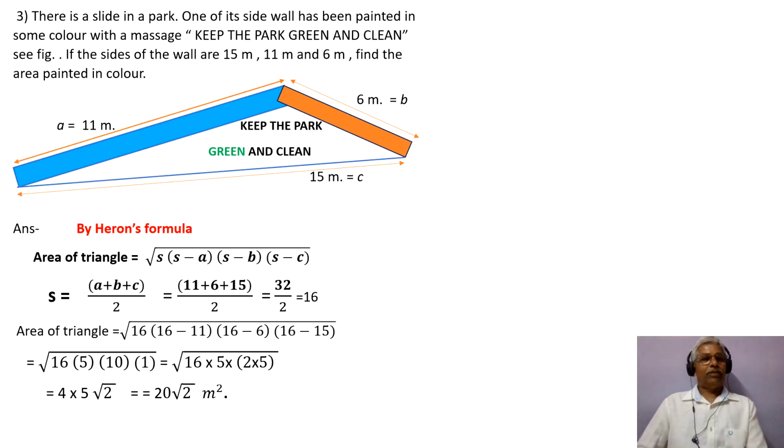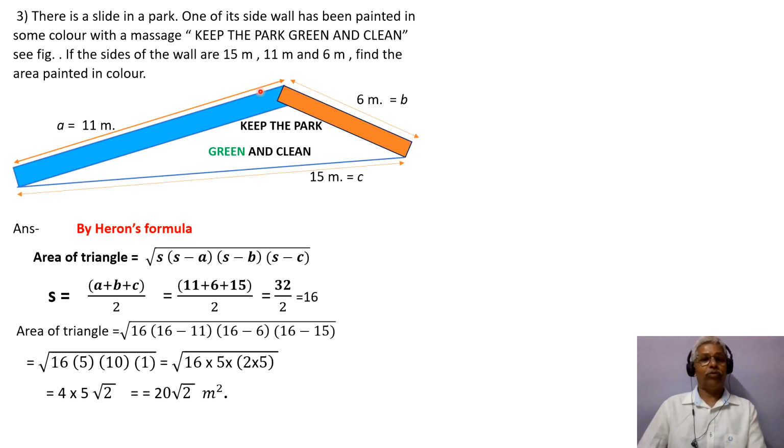Okay, third one: there is a slide in a park. One of its side walls has been painted in some color with the message, keep the park green and clean.